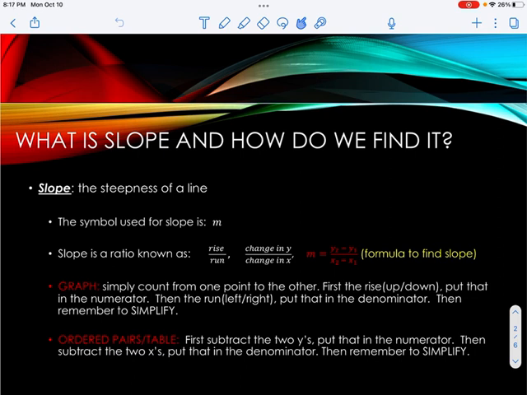The second way that we do this is, what if I'm given a set of ordered pairs, or a table of ordered pairs? Well, what you simply do then is subtract the two y's and put that in the numerator, then subtract the two x's and put that in the denominator, and once again, remember to simplify.